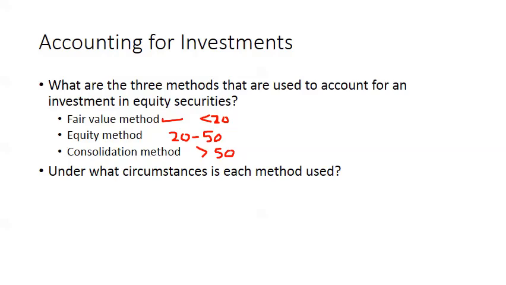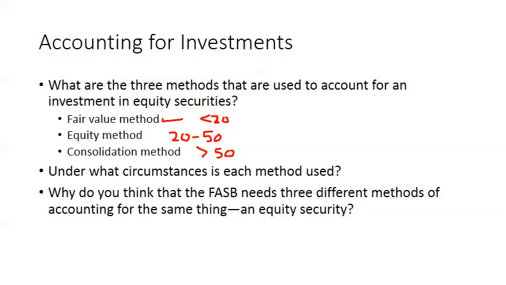Now remember, what we're doing is we're buying stock of another company. So why do you think the FASB needs three different methods of accounting for the exact same thing, an equity security? I'll have you ponder that question. We'll talk about that one in class, but why do they need three?